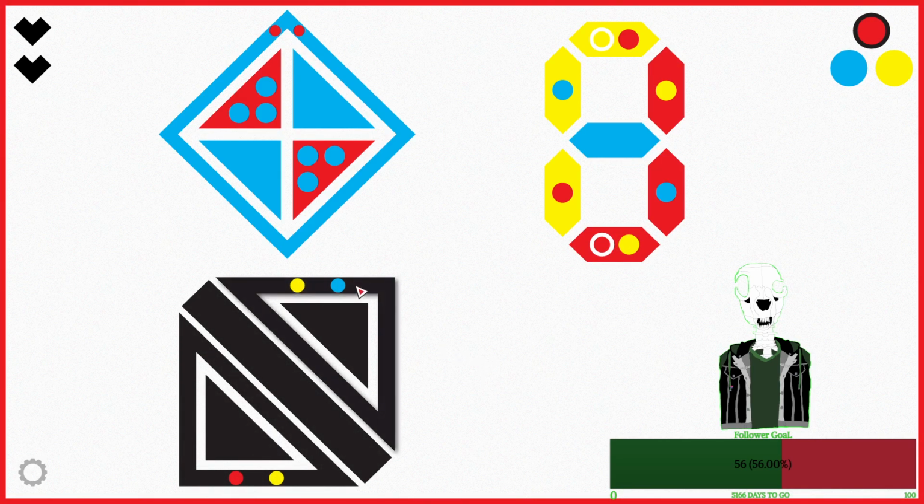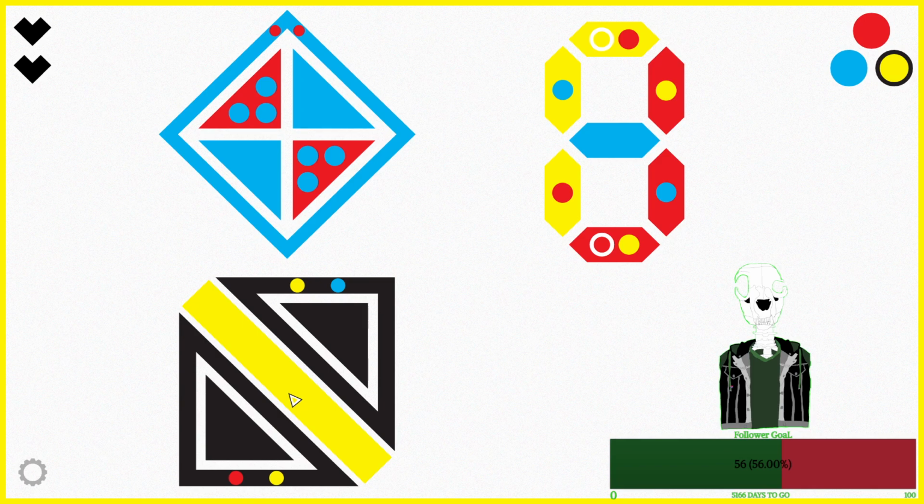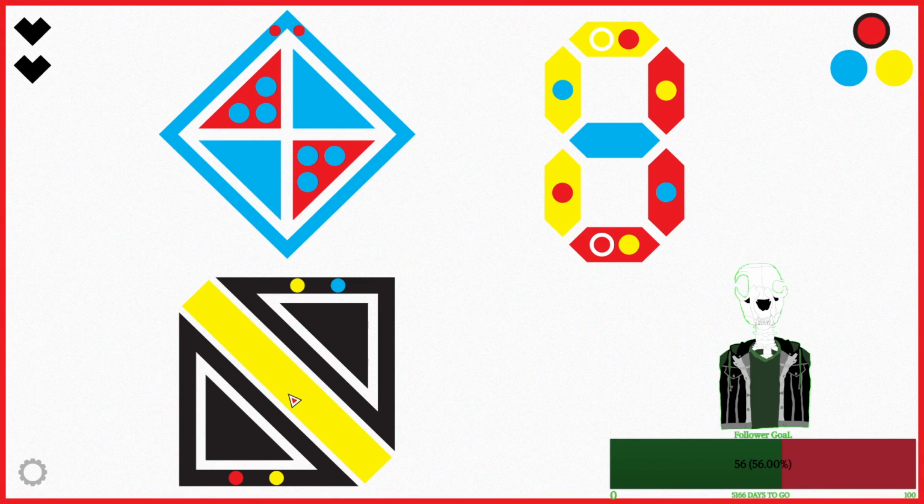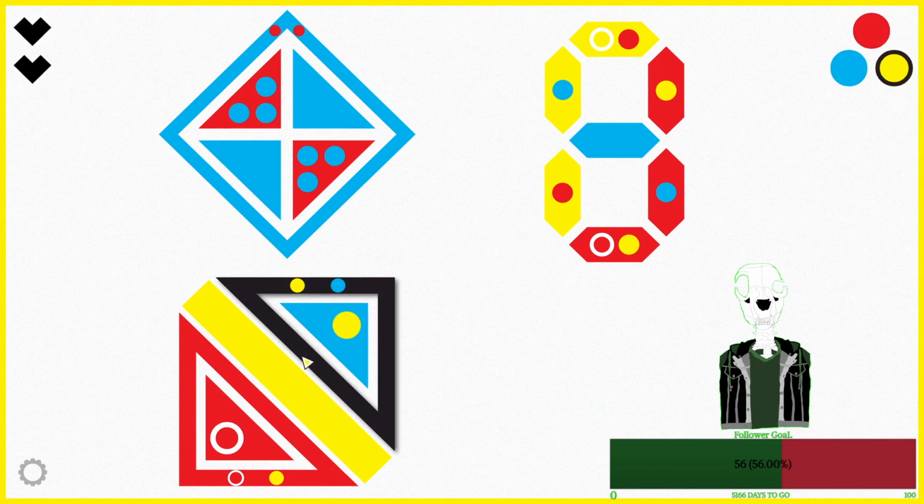So this has to touch a yellow and a blue. So one of these is yellow and one of these is blue. And one of these is red and one of these is yellow. So this one should be yellow. This one red. This is red. This is blue. This is yellow.